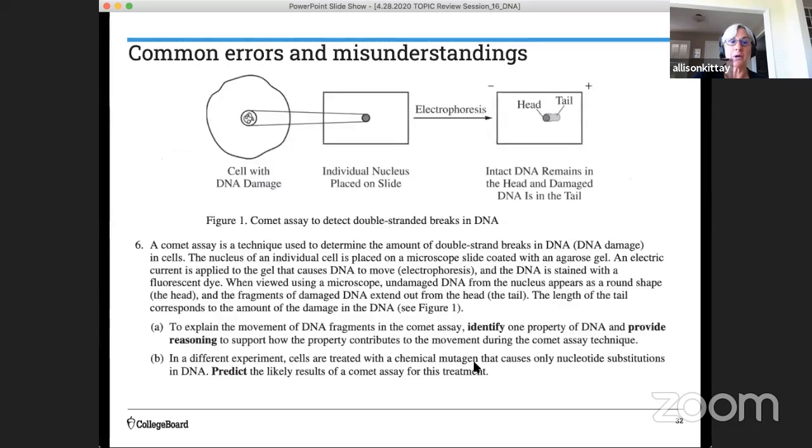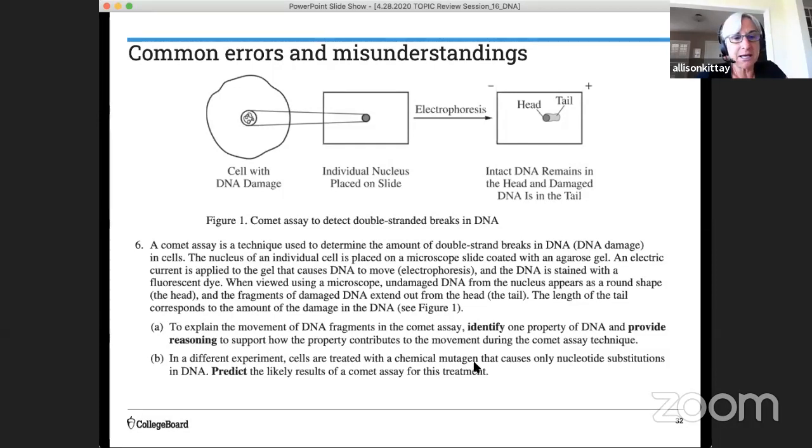life. All right, so let's take a look at a FRQ that was given on a recent AP Biology exam to look at some common errors and misunderstandings in this idea of DNA structure and replication. So first of all, figure 1 is showing you a COMET assay, which is an assay or test that's used to detect double-stranded breaks in DNA. Before this question, nobody knew what a COMET assay was. And in fact, you don't really need to know because you're given all the information that you need in the question. So let's read it together.